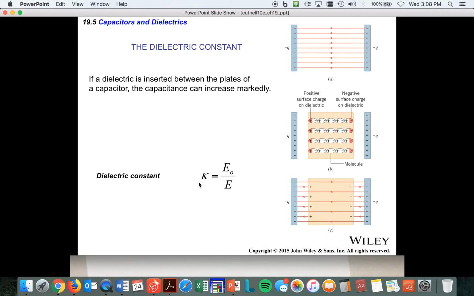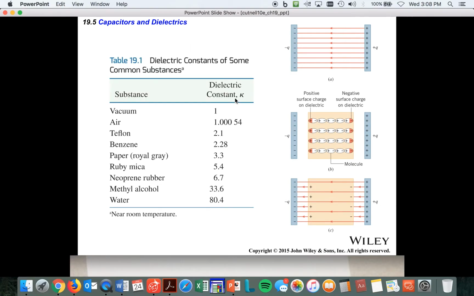And that's what the dielectric constant does. It is our new E divided by the old E, where the electric field is now smaller. Now look what happens. It's greater than 1. Water is a great dielectric constant, pure water. But it's hard to work with. It's kind of mushy. It doesn't want to stay in one spot.